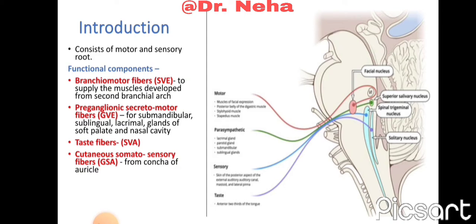It contains the preganglionic secretomotor fibers, that is general visceral efferent fibers, for supplying the submandibular, sublingual, lacrimal glands and glands of the soft palate and nasal cavity. It contains the taste fibers, that is special visceral afferent fibers, which receive taste sensations from the anterior two-third part of the tongue. It also contains the cutaneous somatosensory fibers, that is general somatic afferent fibers, which supply the skin of the concha of the auricle.